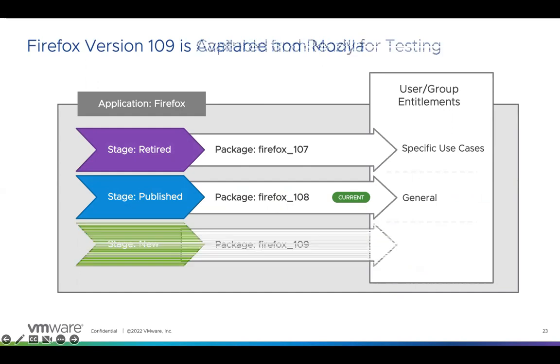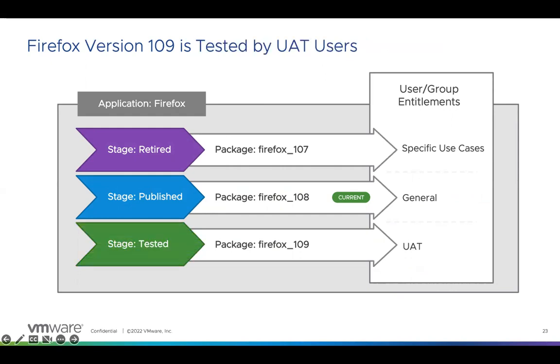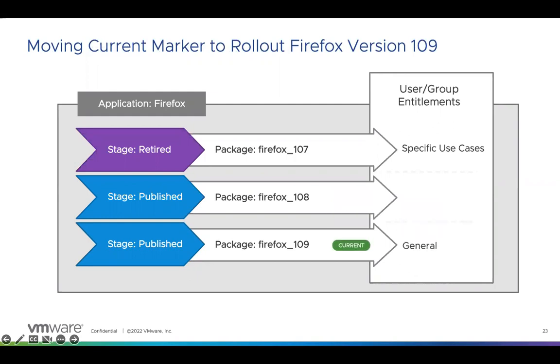If I wanted to do it, I'll create a new package for Firefox, and I've got version 109 now that I'm doing. I'm going to go ahead and update that to tested. I'm going to take it through whatever's easy for me to keep track of what's going on. And the most important piece here is that when I'm ready to roll this out, I have everybody assigned to this current marker. So instead of assigning them directly to 108, I have this marker that I can move between versions that allows me to take the users down to 109.